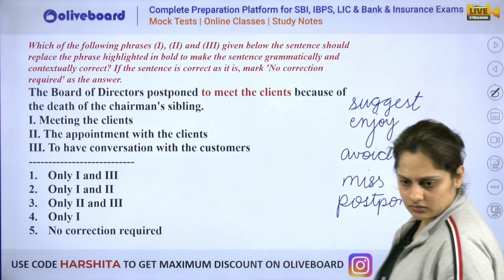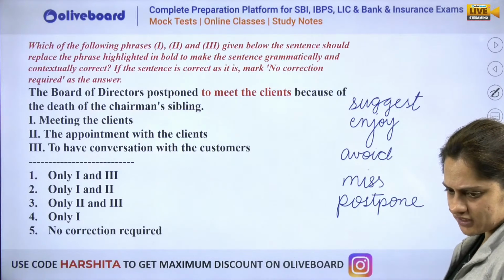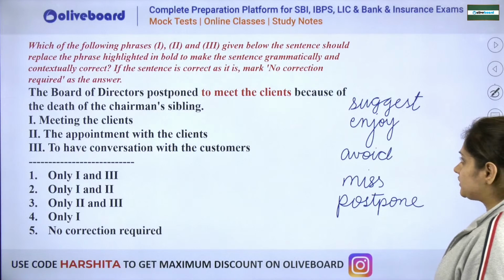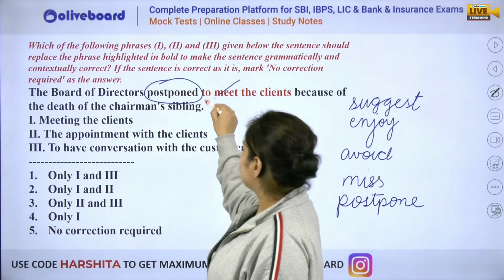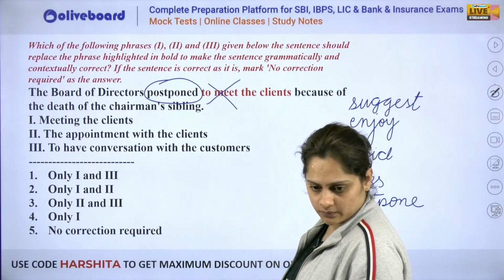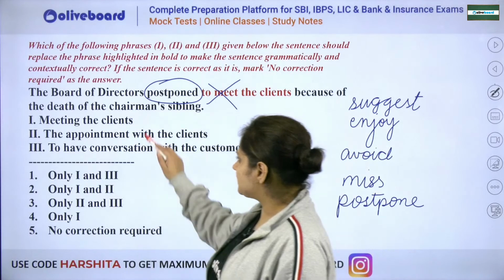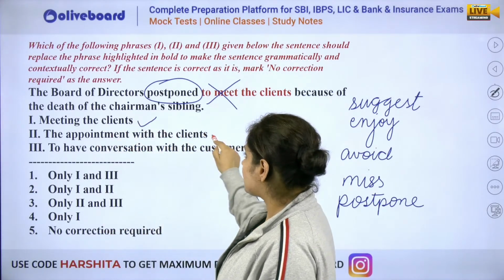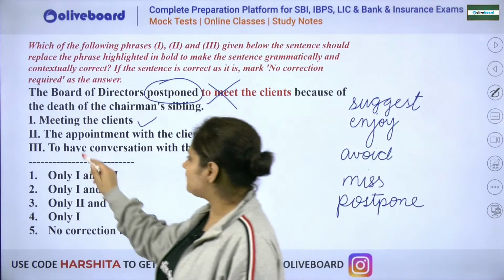Okay. Now, context wise, which one? Previous one, Gargi, which one are you saying? The board of directors postponed. After the word postpone, you don't need the infinitive, to plus verb first form. You can directly write ing. Postponed meeting the clients. Okay. Postponed the appointment with the clients, a noun can come. Postponed to have, again, to have will not come.